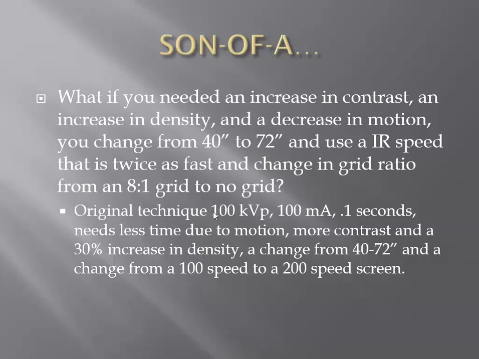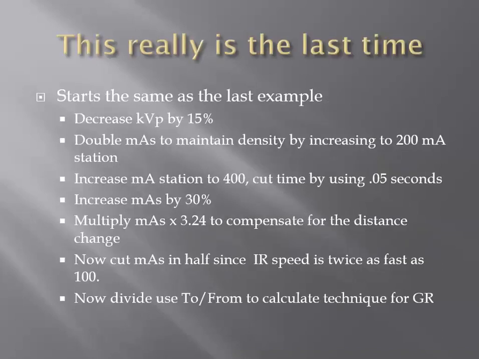Your original technique was 100 kVp, 100 mA, 0.1 seconds, needs less exposure time due to motion, more contrast, a 30% increase in exposure, and a change from 40 to 72 inches, and a change from 100 speed to 200 speed screen. What are you going to do now? Oh yes, and the change from 8:1 to no grid.